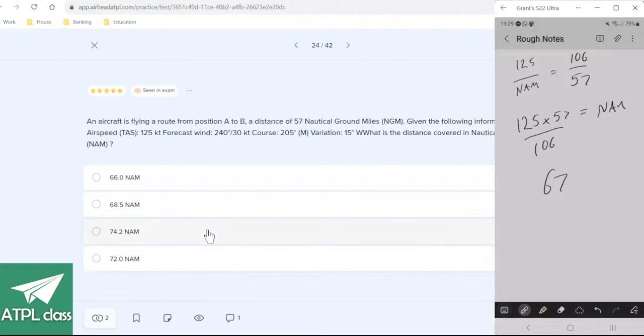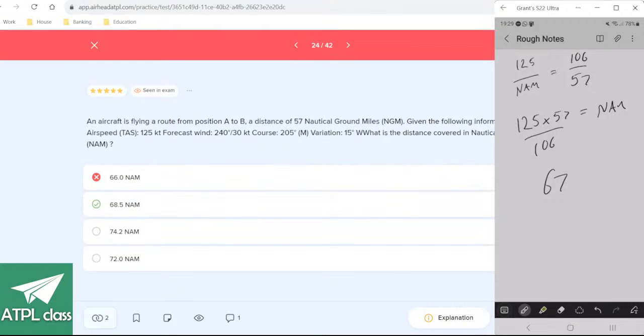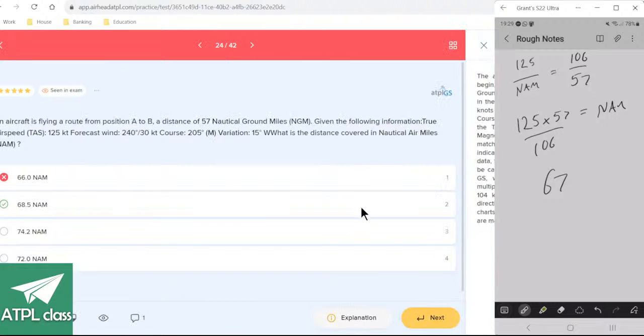Maybe they're using the CRP5 or something. So let's say it was a 20 knot headwind that they're using. 125 times 57 divided by 105 gives 67.8. Ugh, still not even close. 240 at 30. 67, close to 66. Of course. Stupid.